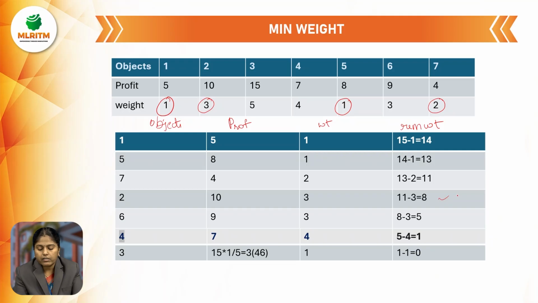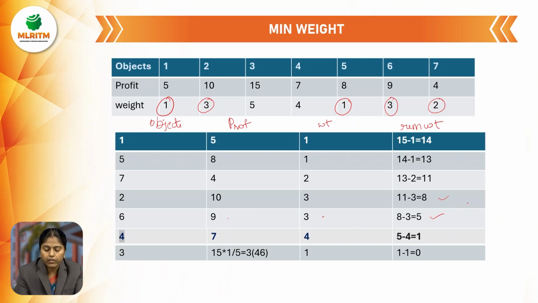Next, which one do you have to consider? That is 3. Again 3 is there, and next you consider the other 3. What is the object for the 3? That is equal to 6. Sorry, what is the profit for the 6? That is 9. And what is the weight for the 6? That is equal to 3. That is 8 minus 3, which equals 5.